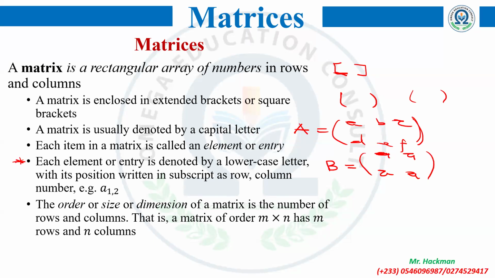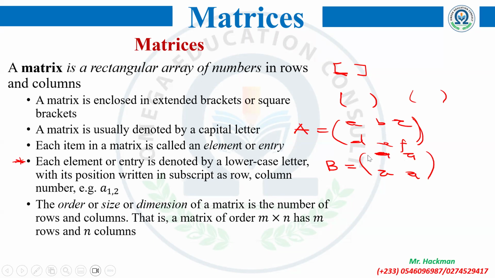So how do we distinguish each entry or element from the others? By that, we use the subscript. If you look at the letters that we have here, can you see the cursor? I hope you can see the cursor now. So we said rows and columns, numbers will be written in rows and columns. The letters will be called entries or elements.